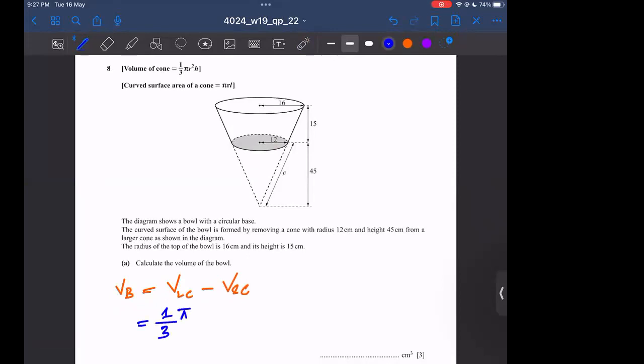So larger cone radius is 16. This is the formula for the volume of the cone. 16 square. What is the height of the larger cone? That is 15 plus 45. 15 plus 45 is 60. What is the radius of the small cone? That is 12.